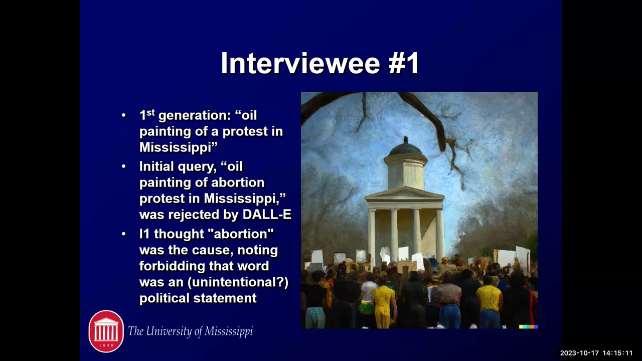So their first generation request was oil painting of abortion protest in Mississippi, which DALL-E rejected. At the time, it would strongly reject, as in refuse to do a generation on certain subjects. I experimented with it a little bit. It didn't like anything related to death, violence, abortion, weapons like guns, things of that nature. Since then, the parameters have been adjusted somewhat, and I have been able to get it to generate more things in a broader context that it had previously refused to do.